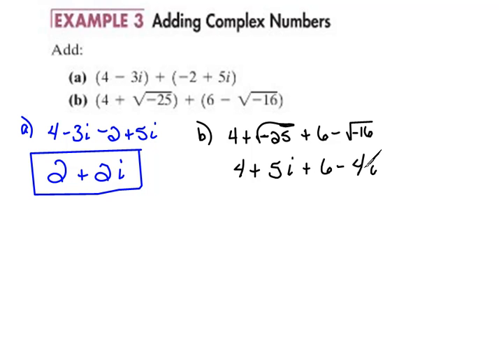And now we can combine basically like terms. The real number parts, we'd have a 4 and a 6, which would be 10. And then for the imaginary parts, we would have a plus 5 and a minus 4, which would be a plus 1i. Now we don't have to write the 1, just like we don't have to write 1x. The same exact sort of concept.